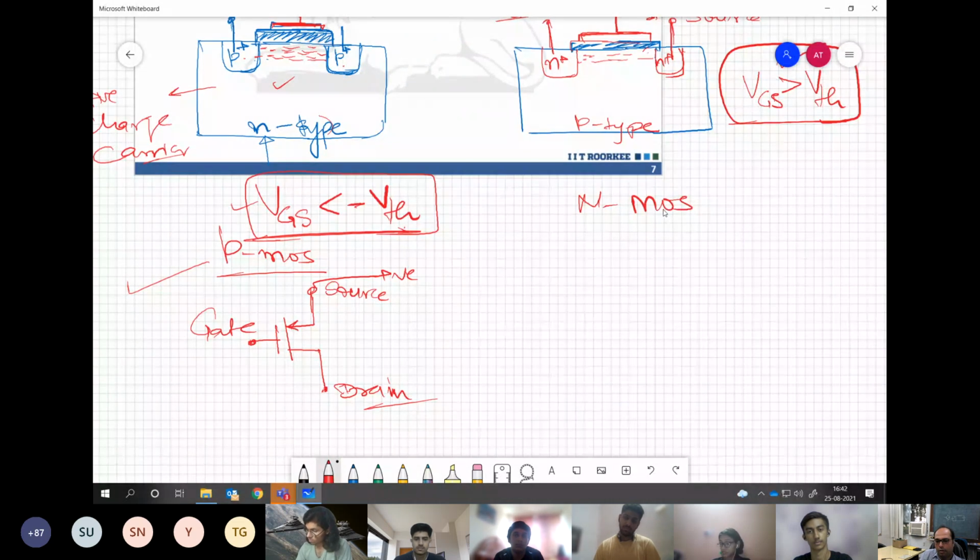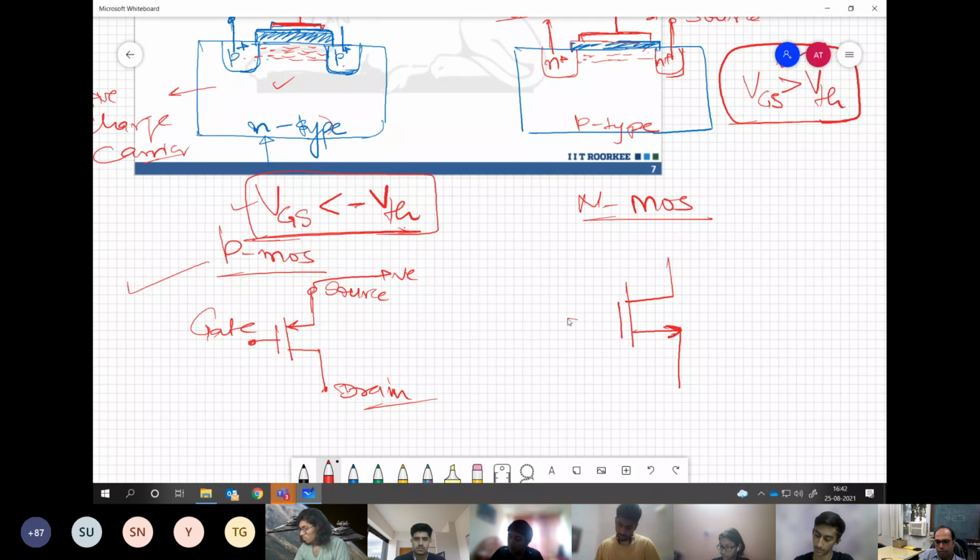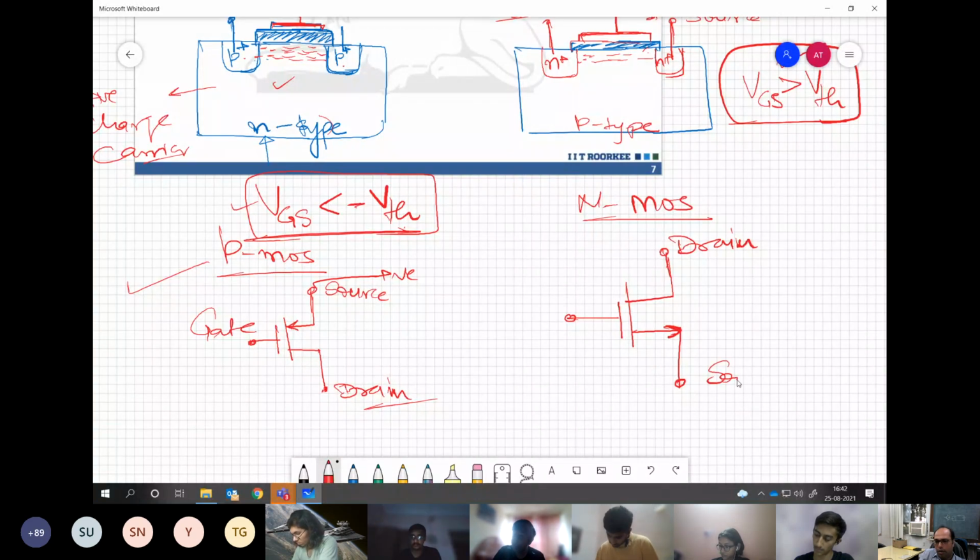And here the symbol has the arrow outside. And here the drain is connected to positive and source is generally connected to negative. So you are seeing that it's exactly inverted of whatever we have in PMOS. Am I clear?